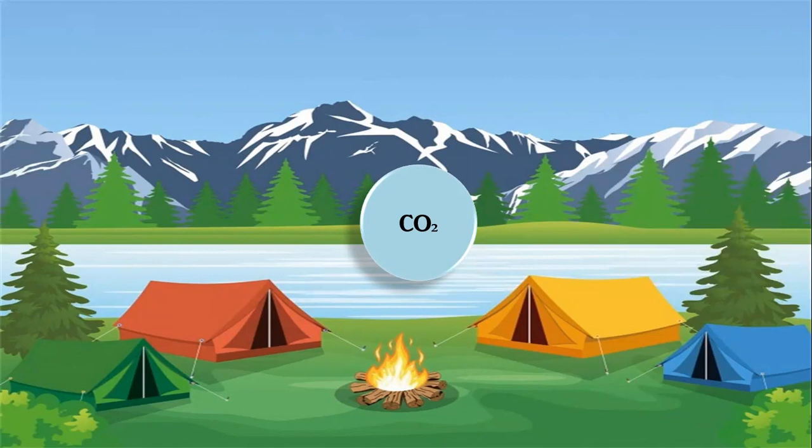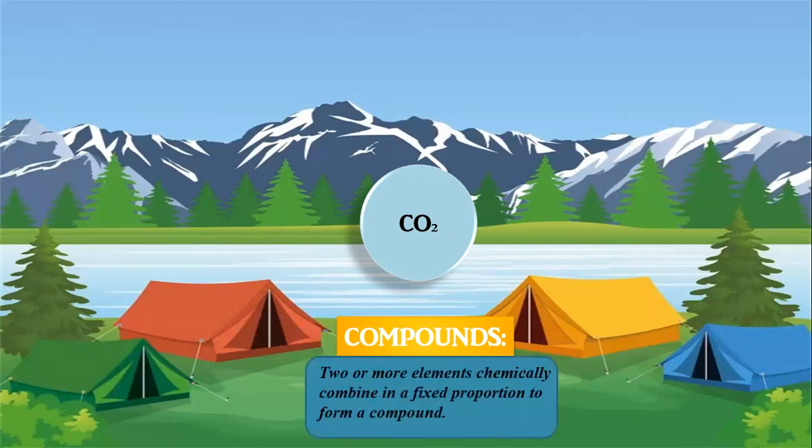So students, as you can see, the properties of carbon dioxide are completely different from the properties of coal and oxygen respectively. So that is why this group of elements, that is CO2, is called a compound. So what is a compound, students? A compound is formed when two or more elements combine chemically, that is, they form a bond chemically in a fixed proportion. This is called a compound.